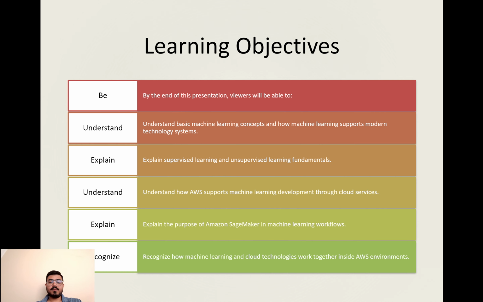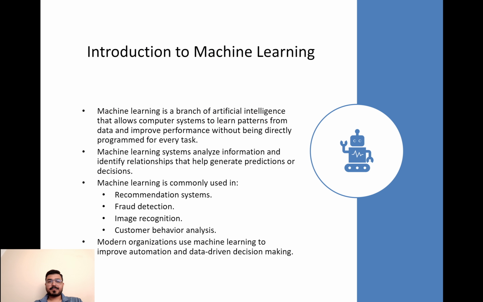Now, let's begin with machine learning fundamentals. So, machine learning is a branch of artificial intelligence that allows computer systems to learn patterns from data and improve performance without direct programming for every task. Instead of manually writing instructions for every situation, machine learning systems analyze information and identify patterns automatically. So, machine learning is commonly used in many industries today.